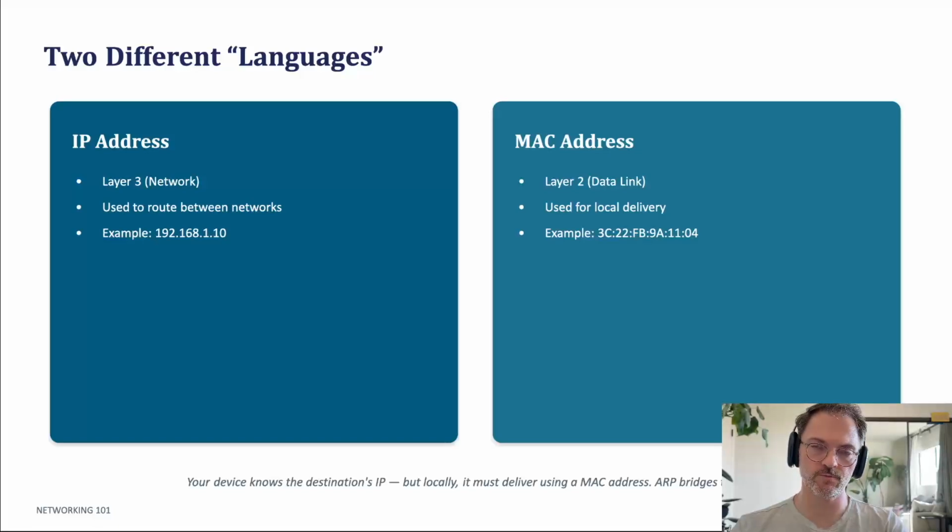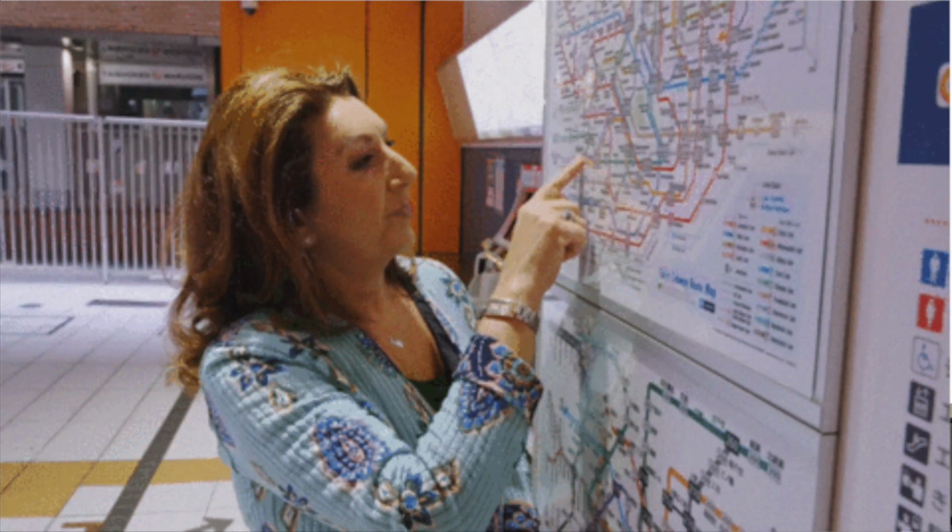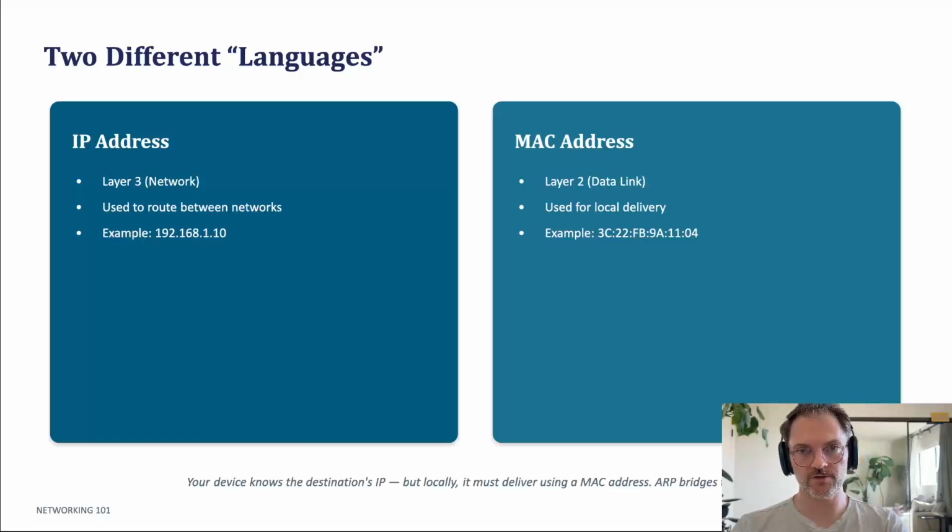With an IP address, we're working in the network layer, layer 3 of the OSI model. You can check out my video on the OSI model, which is episode 1 of this series, actually, if you haven't checked that out. IP addresses are used to route between different networks. And this is an example of what an IP address looks like. A MAC address lives at layer 2, which is the data link layer, and it's used for local delivery. And this is an example of what a MAC address looks like.